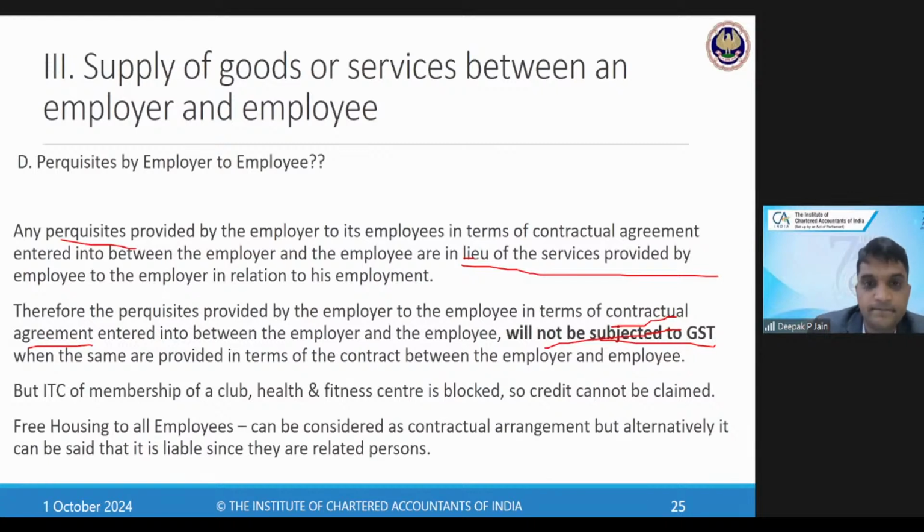Okay. Sir, can you explain free housing for all employees, and employees' children being provided free schooling? In this case, all of that becomes part of the perquisites itself. So if it is part of the employment contract, then the same logic that we said will apply. If it is part of the employment contract, then it will not be subjected to GST.